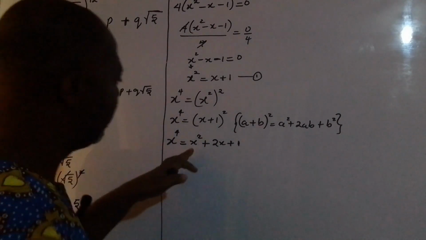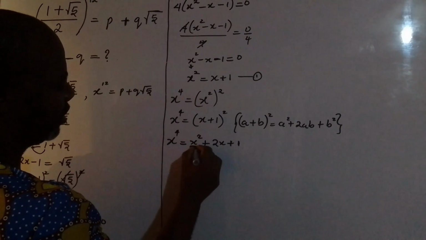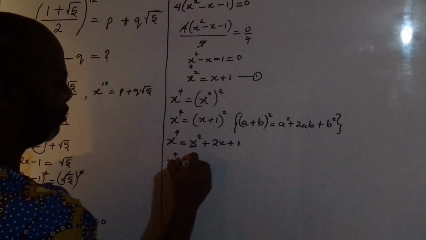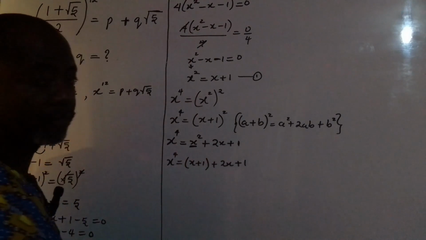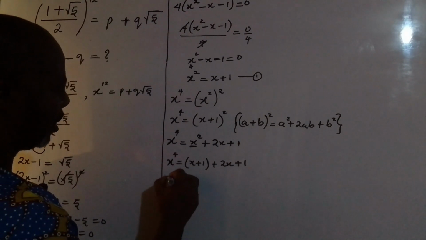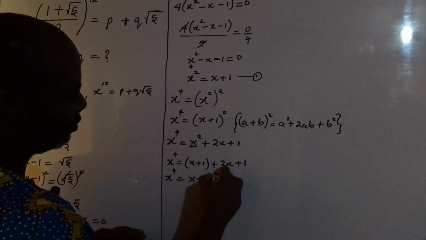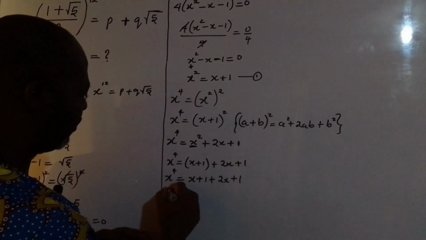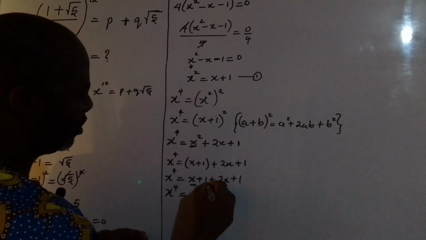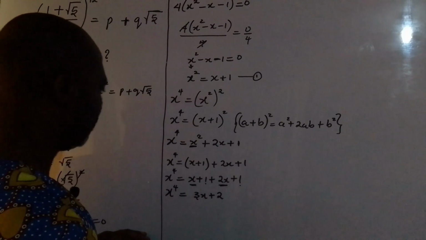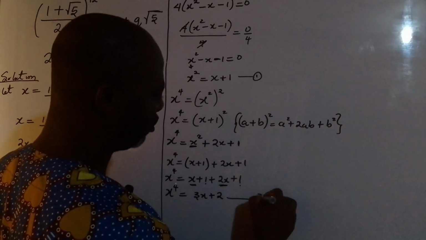Now, if x^2 is equal to this, don't forget that x^2 itself is x + 1. So I'm going to replace this with x + 1. So I have x^4 = (x + 1) + 2x + 1. Next, once I open up this bracket, I'm going to have x + 1 + 2x + 1. Simplifying this further, x plus 2x will give me 3x, and 1 plus 1 will give me 2. So it means that x^4 = 3x + 2. Let me call this equation 2.